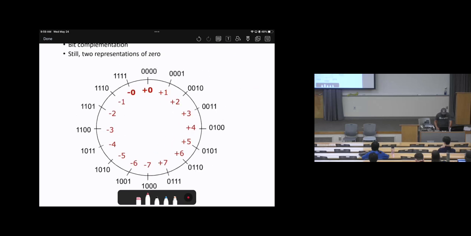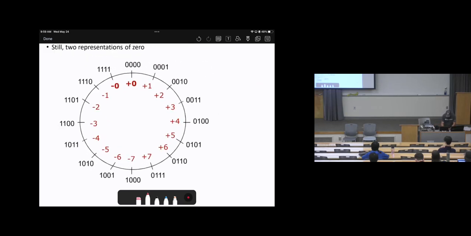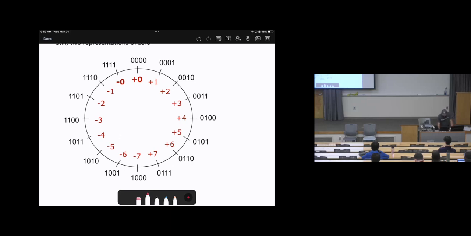So for the 1's complement, let me assume that we have a 4 bits representation. Then we will see that there is no change in the positive numbers. The only change occurred on the negative parts. So for the negative parts, the complement of 0, 0, 0, 1 will be 1, 1, 1, 0, as I showed you earlier. Then this happens for the remaining elements.